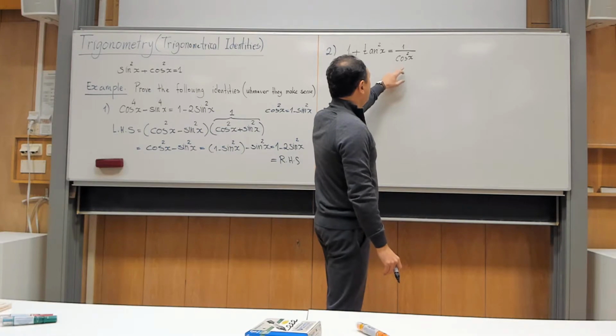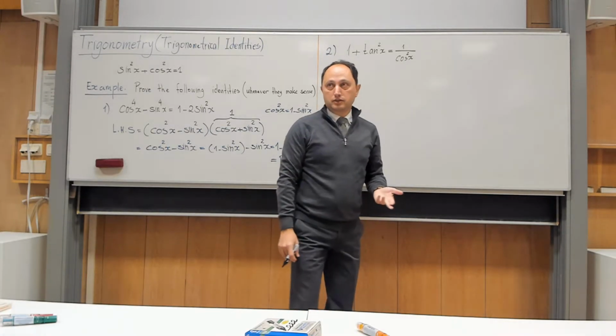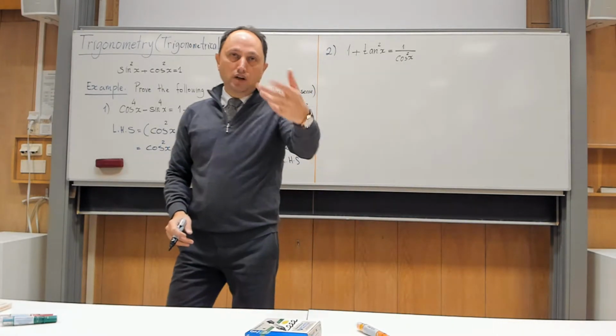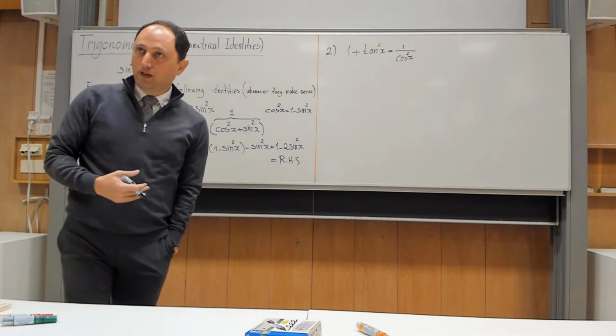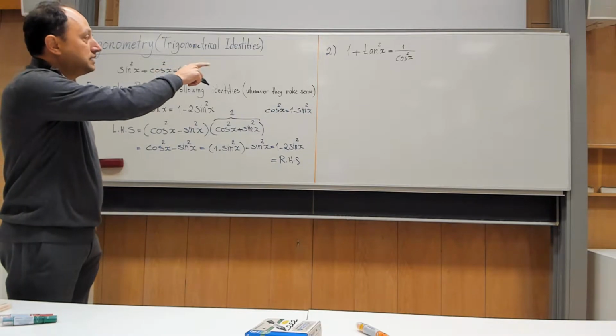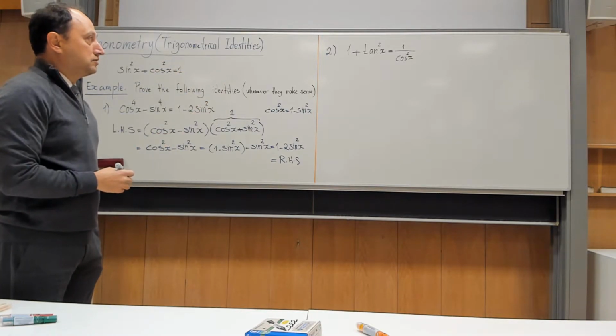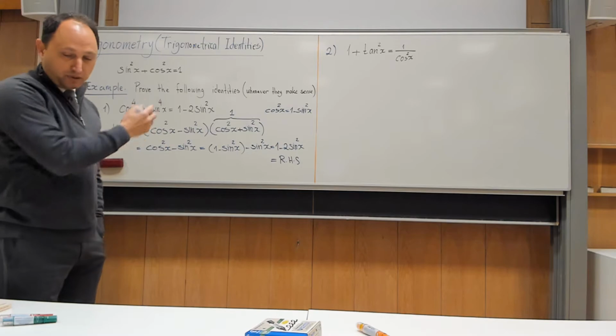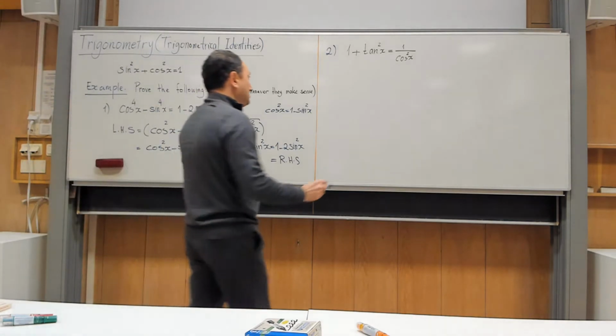equality whenever cosine x is not equal to 0. But this I usually do not write in the exam, but the precise way of expressing it is to say: prove this equality whenever cosine x is not equal to 0. Okay, but I think this is so simple, so let me start immediately solving it.